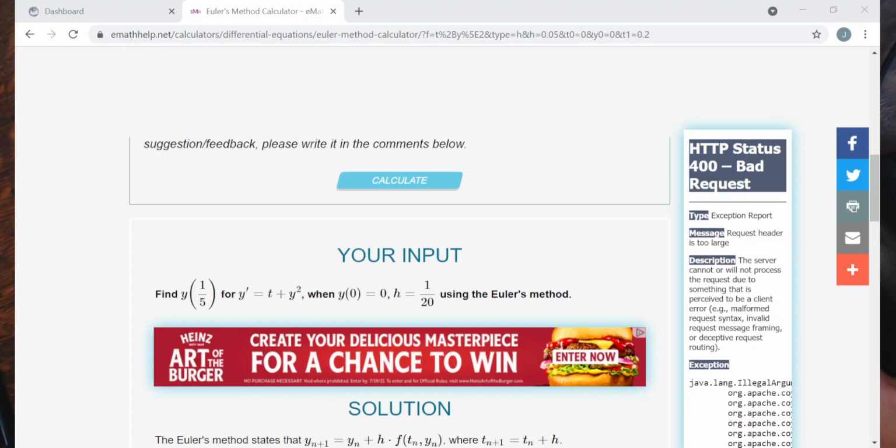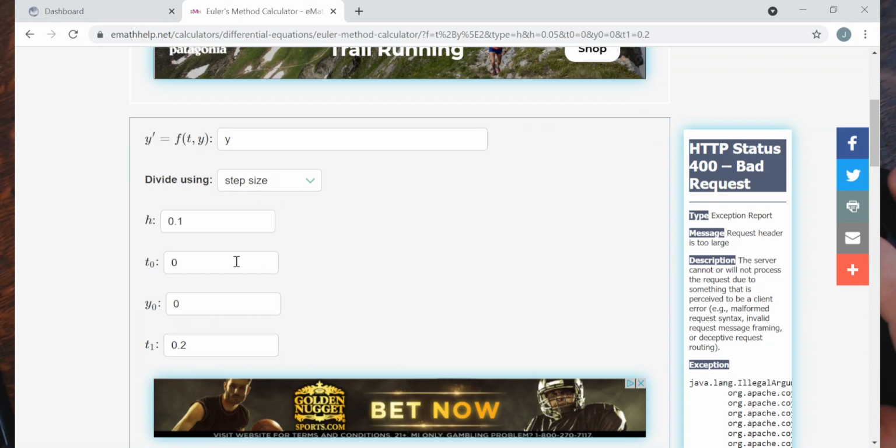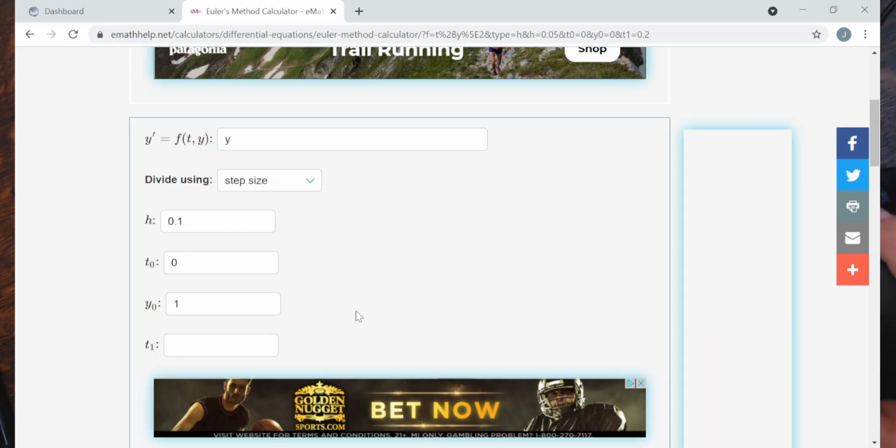So pulling this back up, going back up here. So yeah, just y prime equals y. h equals, I'll start with 0.1. x of 0 is 0. t0 is 0, that's x0. y0 is 1, right? The initial y value. And we're going up to 1.0, or just 1 here.